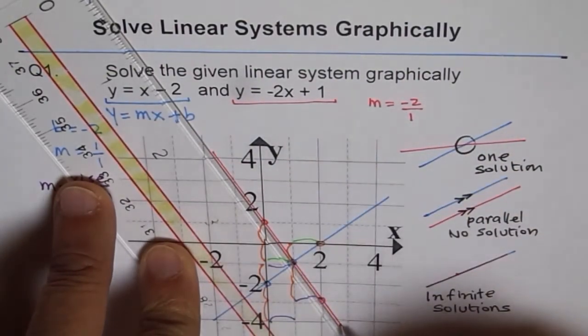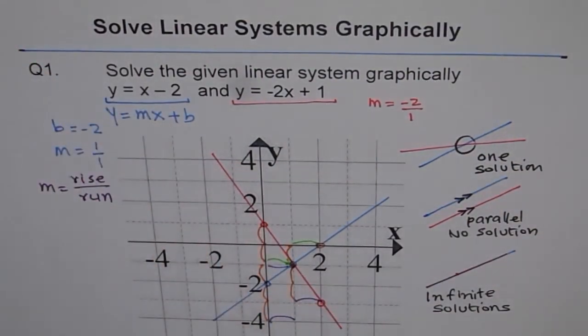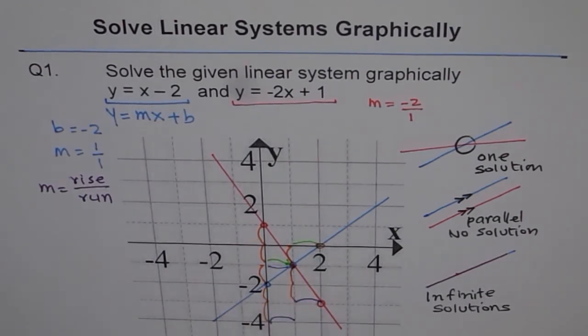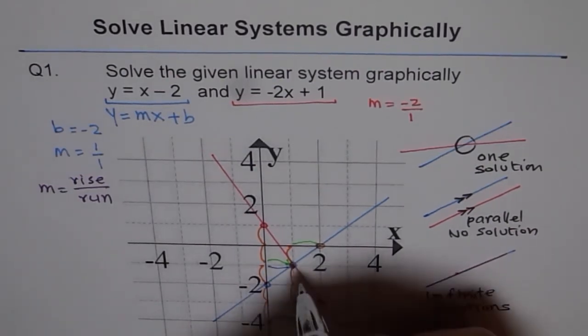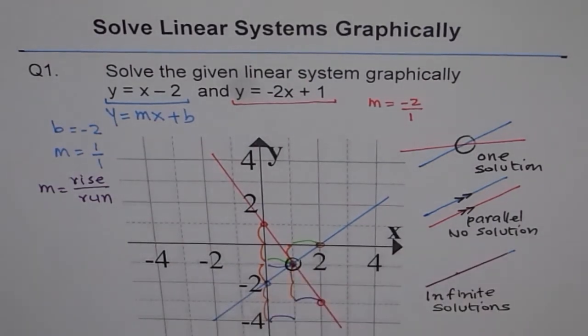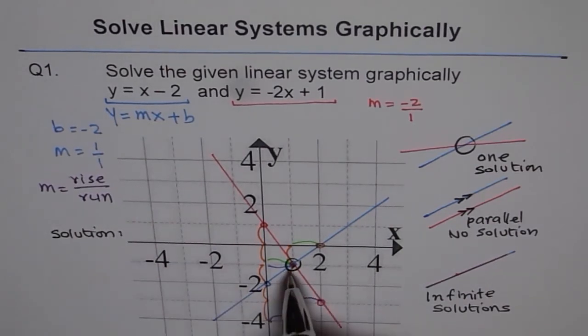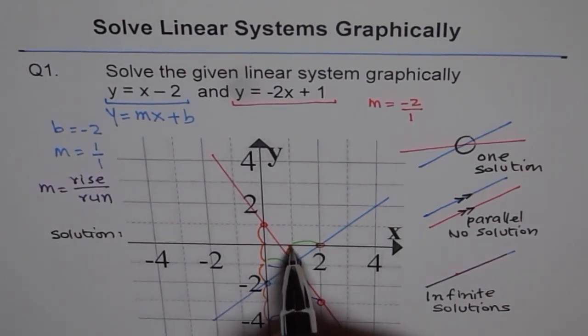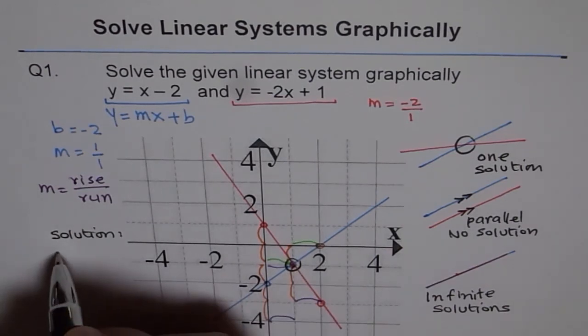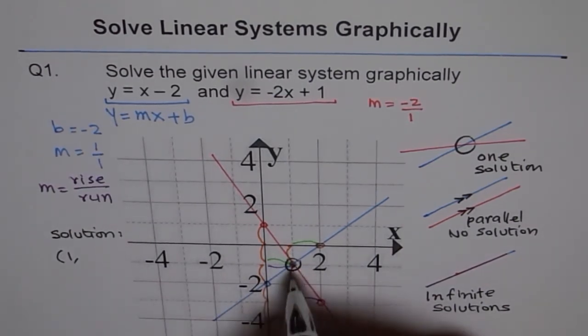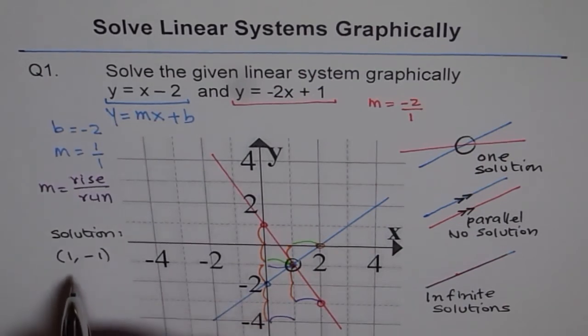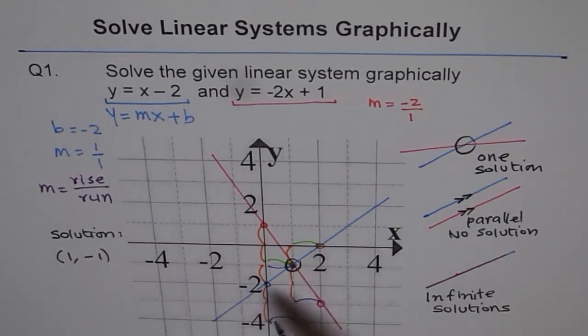At times graphically we don't really get a very accurate answer, right? But these questions which I have selected, they intersect at a good point and you can very easily read the solution, right? Now here, this is our solution, the point where both the lines intersect. And we say the solution of this linear system is the coordinate of the point 1, minus 1. The x value should always be written first, which is 1, and the y value is minus 1. The ordered pair (1, minus 1) provides us with a solution to this particular system.